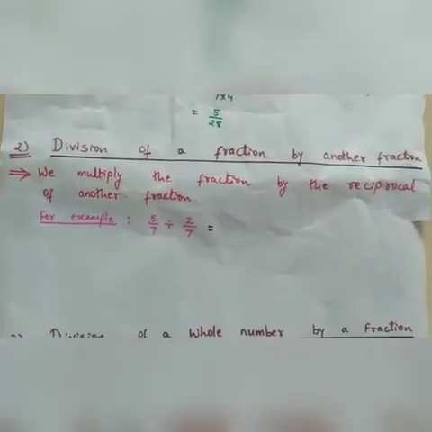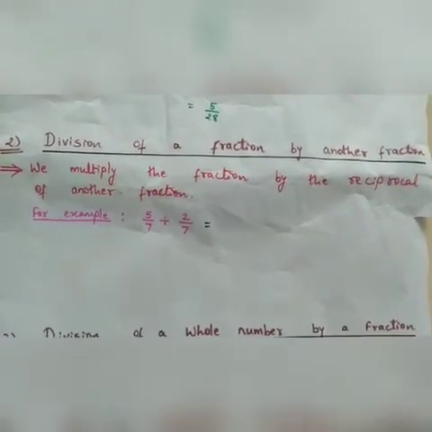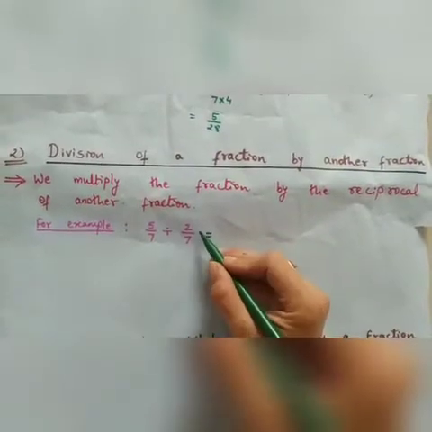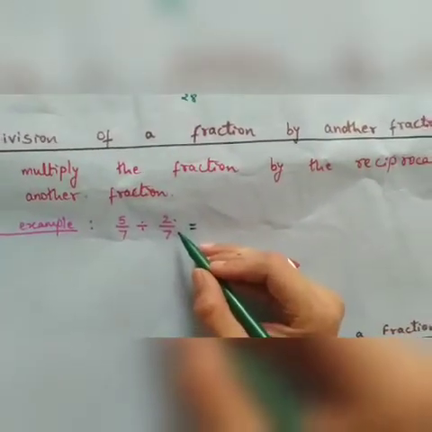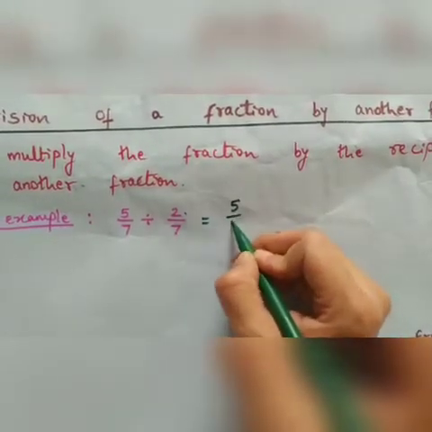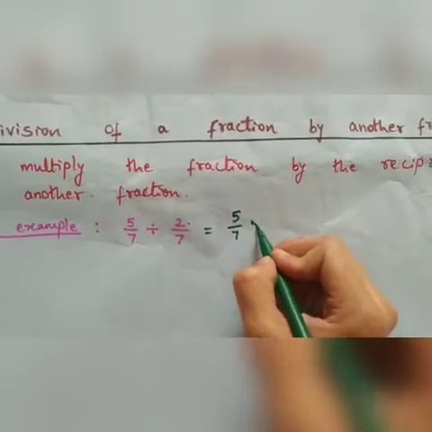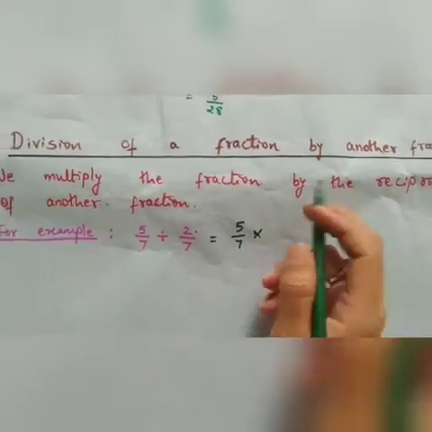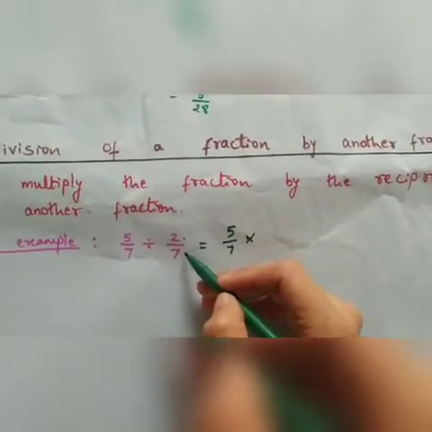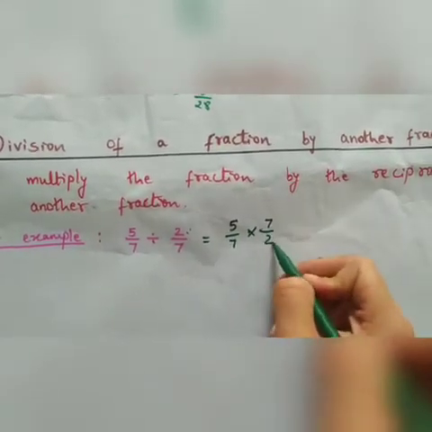So suppose we have taken one example, where the first fraction is 5 by 7, and the second fraction is 2 by 7. So as you know very well, the first fraction is kept as it is, and you have to multiply. Okay, so multiply what? The reciprocal of the other fraction. So what is the reciprocal of 2 by 7? 7 by 2. This is the reciprocal.